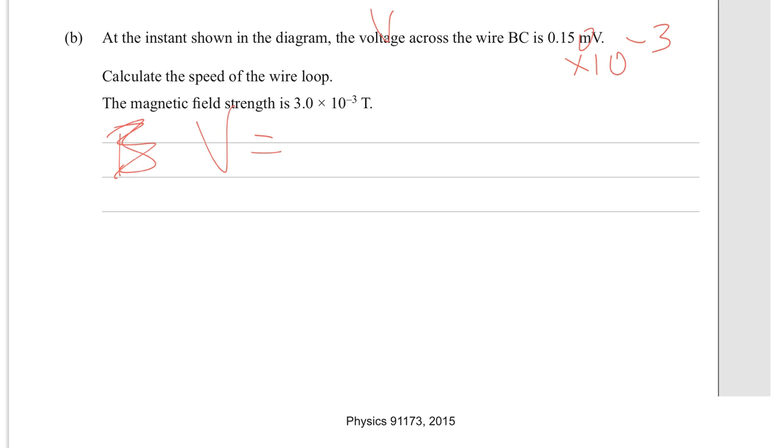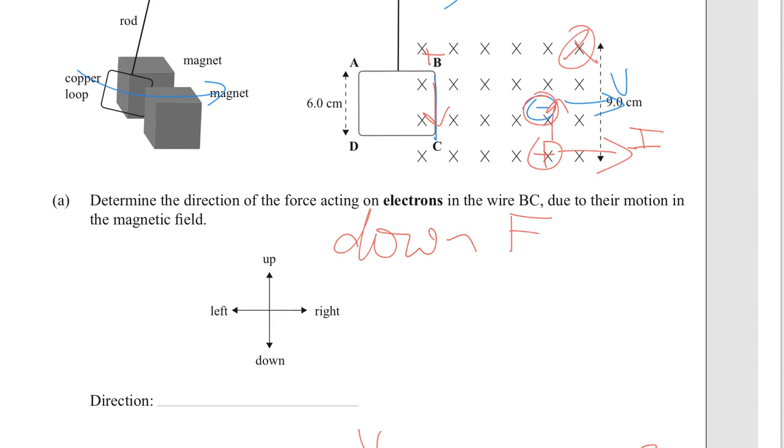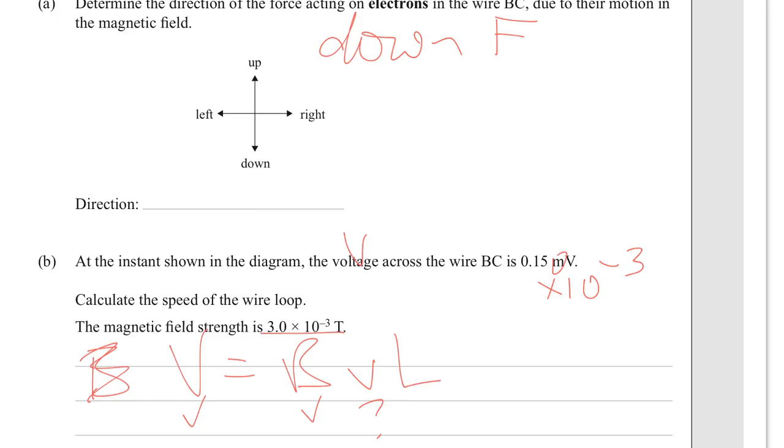V equals BvL. We know the voltage. We know the magnetic field strength, just given there. And we're trying to find the speed. Do we have the length above? Double checking. 6.0 centimetres, so we can rearrange that equation and find it out.